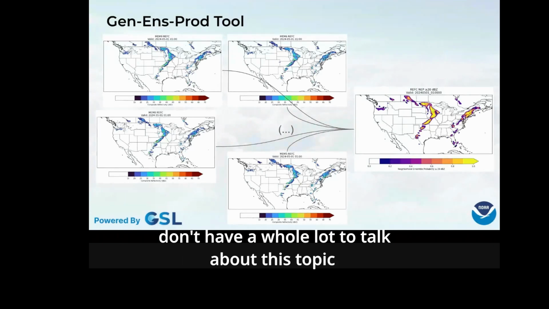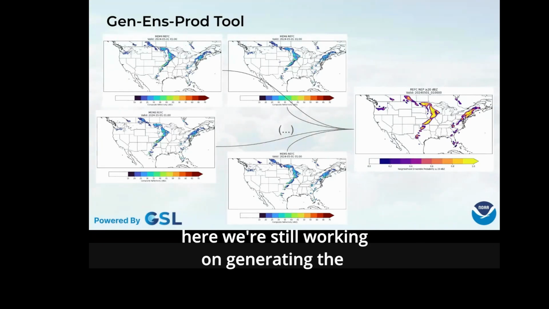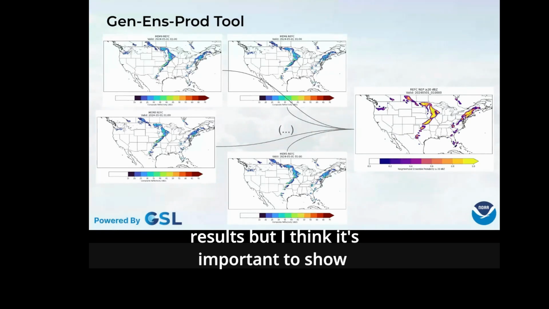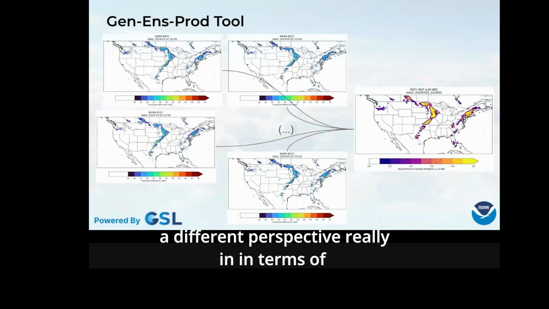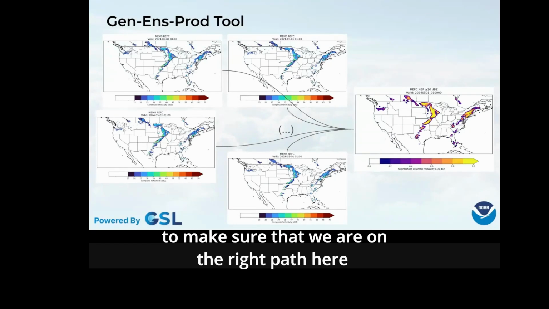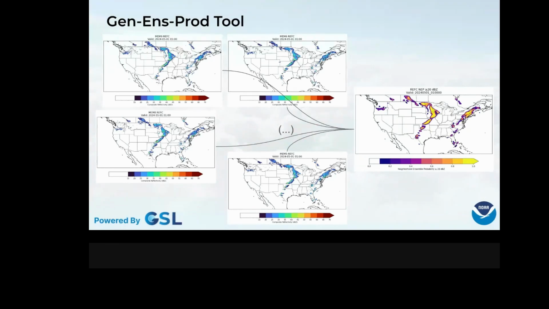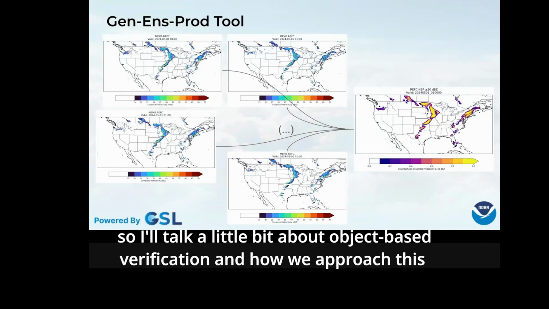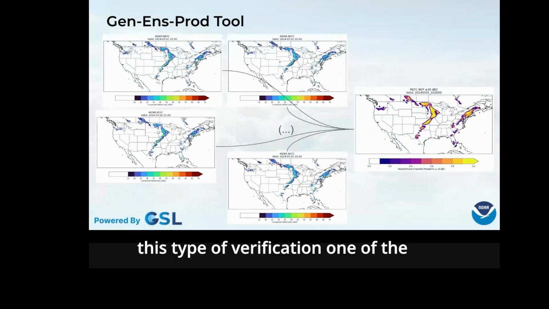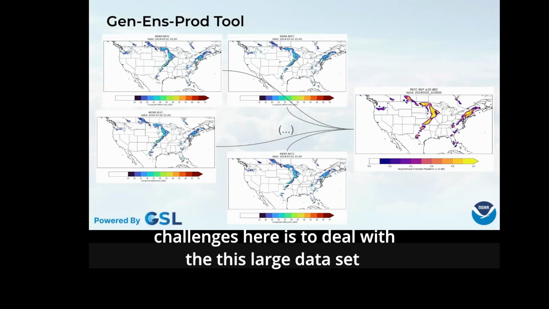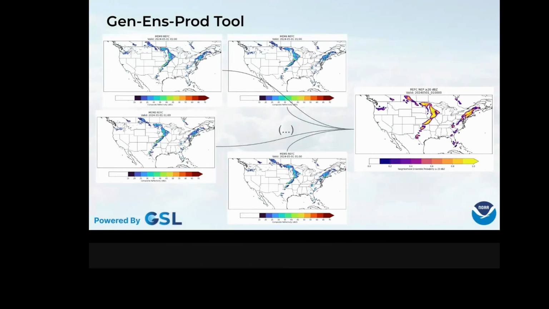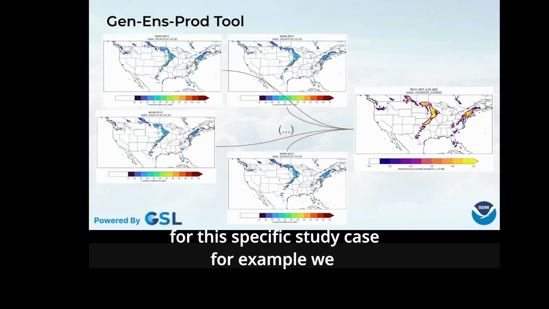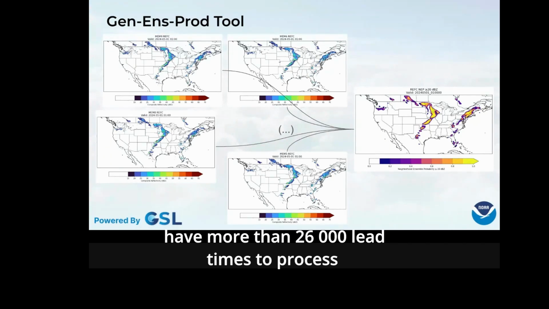So I don't have a whole lot to talk about on this topic. We're still working on generating the results, but I think it's important to show a different perspective in terms of verification, to make sure that we are on the right path. I'll talk a little about object-based verification and how we approach this type of verification. One of the challenges is dealing with this large data set. For this specific case study, for example, we have more than 26,000 lead times to process.